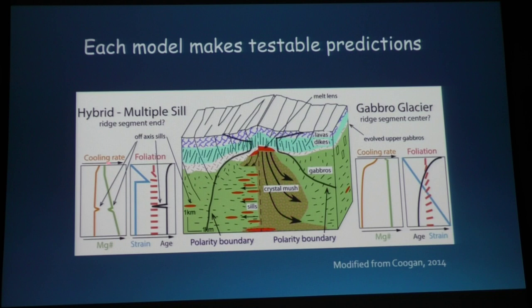For example, let's look at the green line. The green line is a prediction of composition with depth. So in the multiple sill model, you'd predict increasing MgO content with depth, whereas in the gabbro glacier flow model, you predict constant composition with depth. So this was our pitch. Let's go and collect some of these rocks in situ, make some analyses, calculate cooling rates, compositions, and so on, and see if we can test these two models. So what did we find?